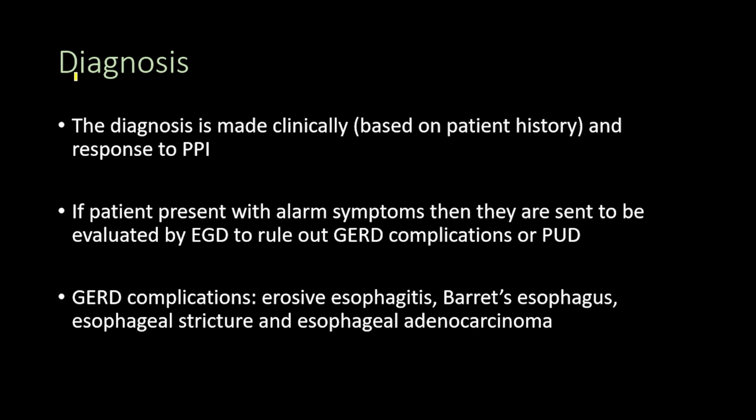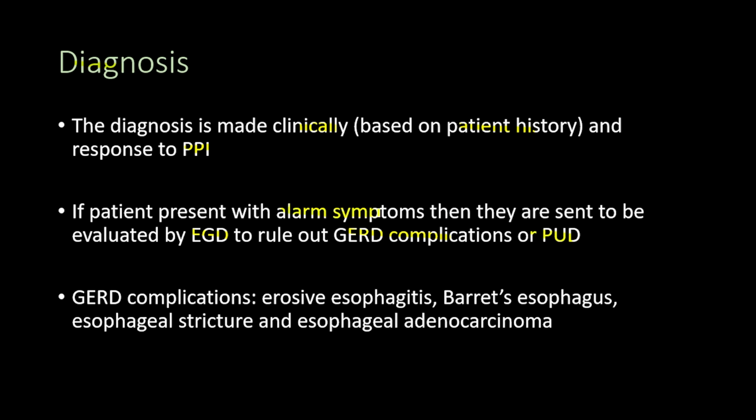Now let's talk about the diagnosis. So the diagnosis in most patients is made clinically based on the patient history and response to the proton pump inhibitors. Now there are exceptions. So if the patient presents with alarm symptoms, then they are sent to be evaluated by esophagogastroduodenoscopy to rule out GERD complications or peptic ulcer disease.